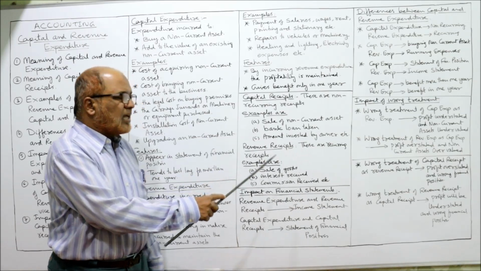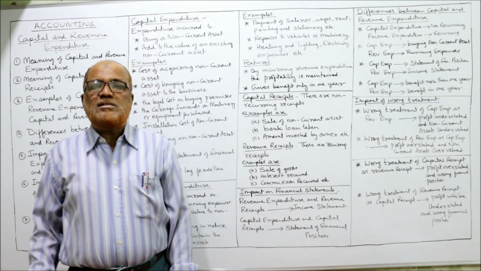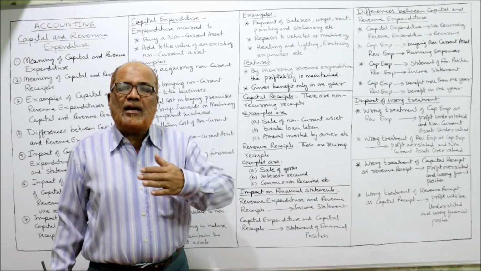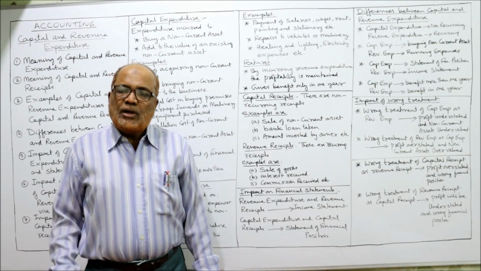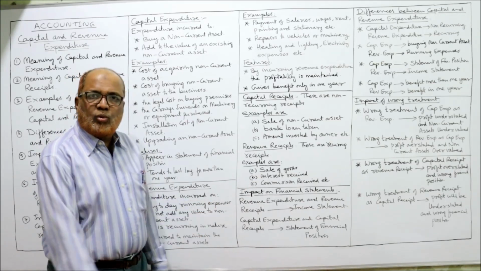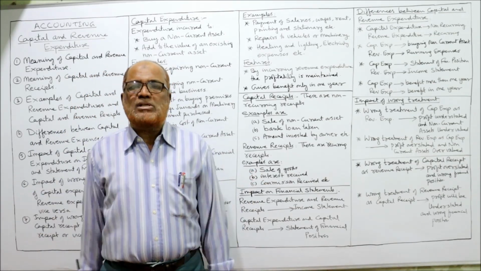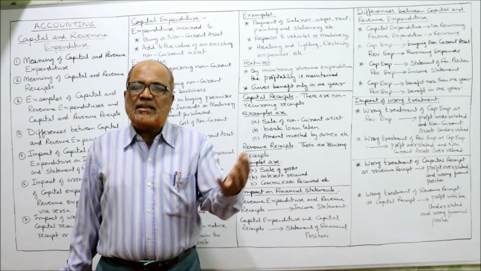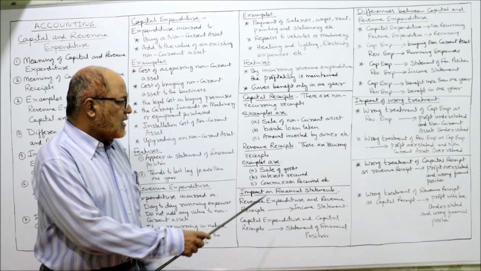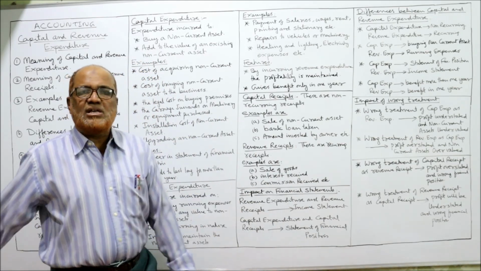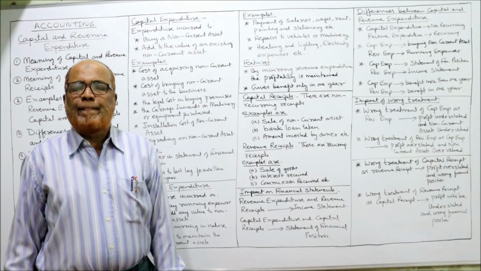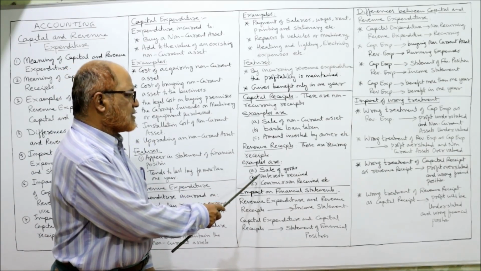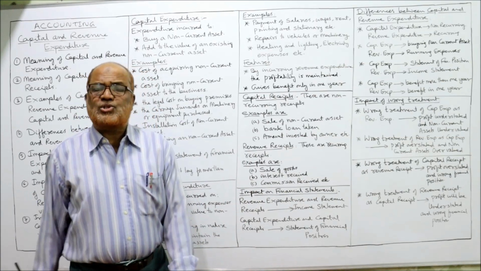Revenue receipts, these are the running receipts. Running receipts means the business will receive the amount regularly, continuously. Examples of revenue receipts are sale of goods. The business will sell goods every now and then, every day. So revenue realized by selling the goods is a revenue receipt. Similarly, interest received, commission received, dividend received, rent received, all these are revenue receipts.